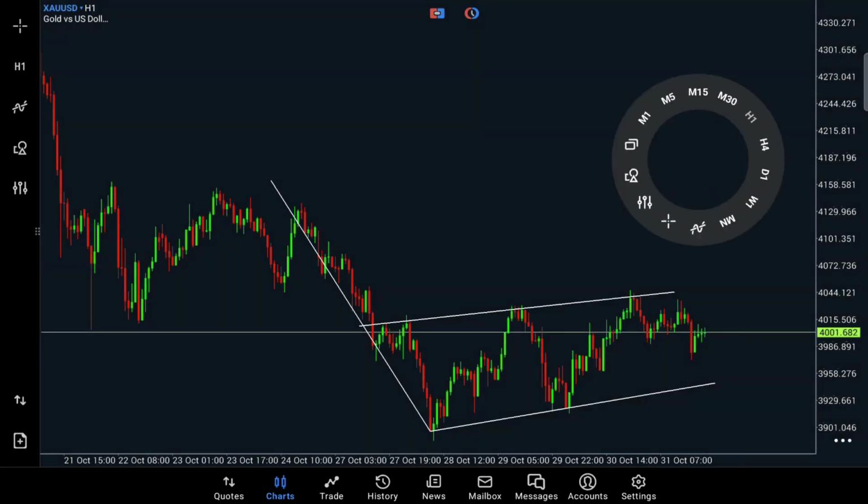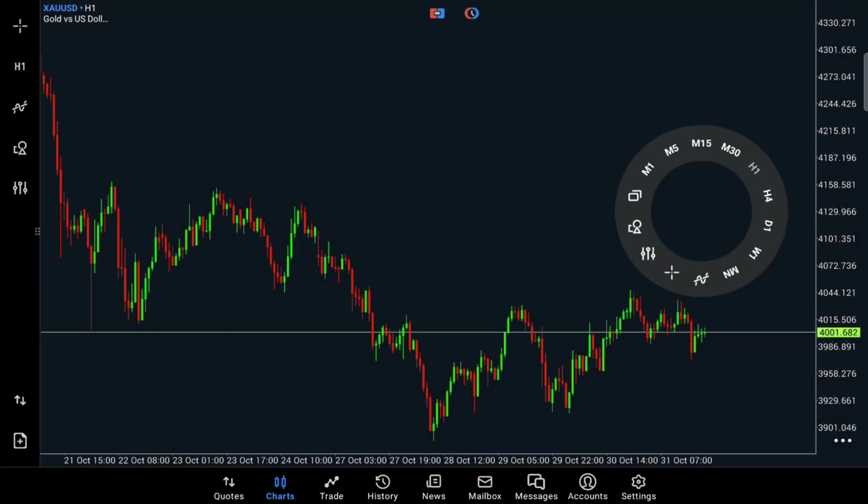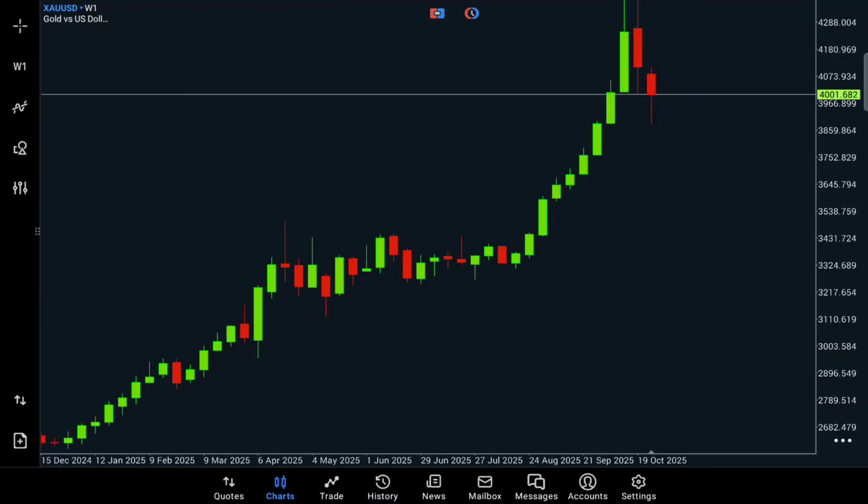I want to remove all of them because we need to analyze the market from higher time frame to lower time frame as per our analysis style. We start our analysis with the higher time frame to find out the market path or direction. Then we will find out our entry on the lower time frame. That means H4 or H1 time frame.